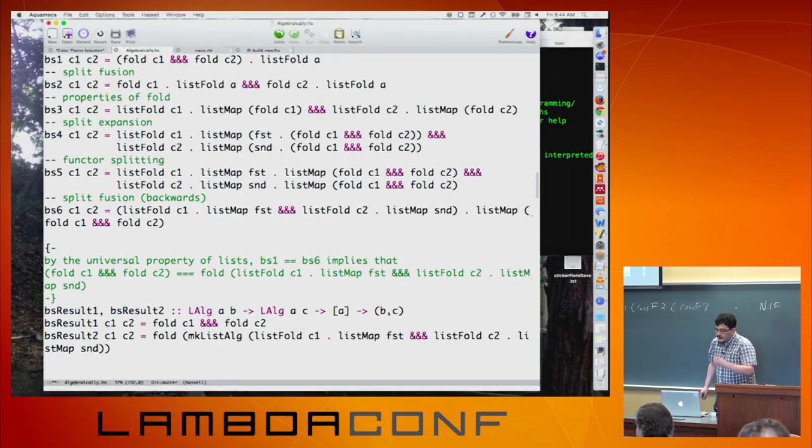So, knowing which law to apply is one thing, but I guess I'm still not seeing what our goal is here with these transformations. Like, what should we be trying to reach? Let's walk through this one and we'll see.